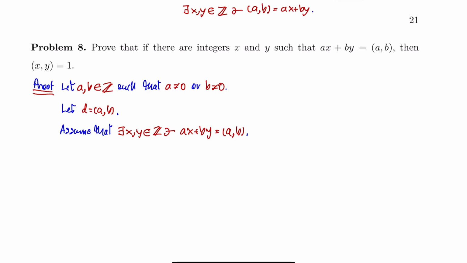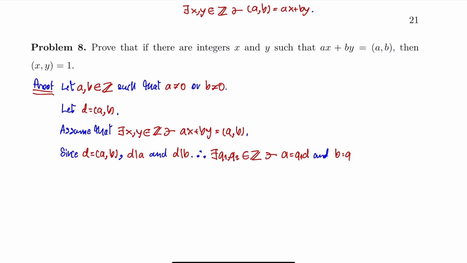So let's take a look at d being the greatest common divisor of a and b. Since d is the greatest common divisor of a and b, what do we have? d divides a, right? And d divides b. Okay? So what do we have by divisibility? By divisibility, we have integers q1 and q2 such that a equals q1d and b equals q2d.